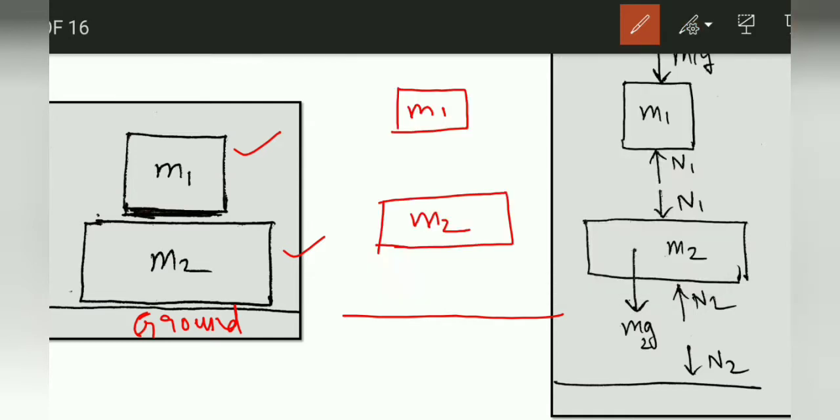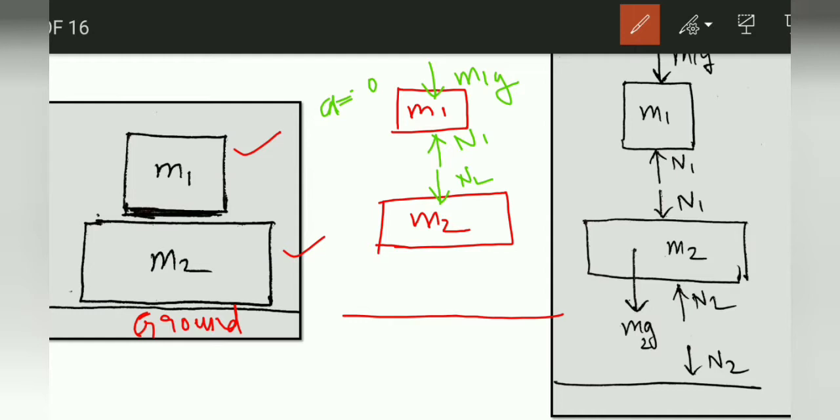Now the forces. There is m1g that will be acting downwards, and for the contact force, just see the surfaces it is touching. This m1 block is touching only the lower block, that is m2. So this will be n1, and an equal and opposite force will be acting here, that is n2. This m1g and this n1 is done, and it is at rest, so the acceleration will be 0. We will talk about equilibrium in a later video. The objective of this video is only to make you identify the forces and correctly draw the FBD or free body diagram.